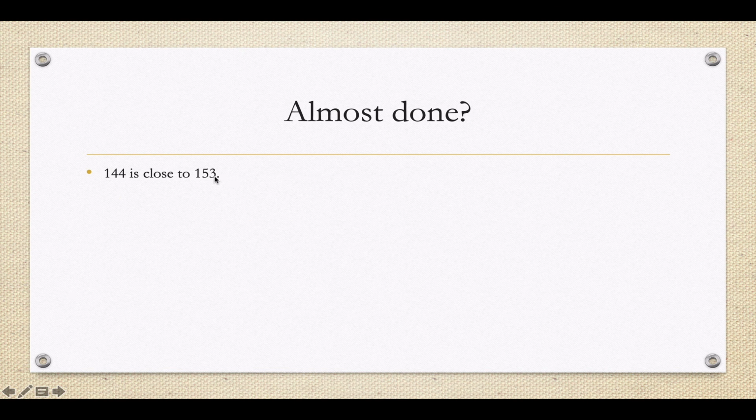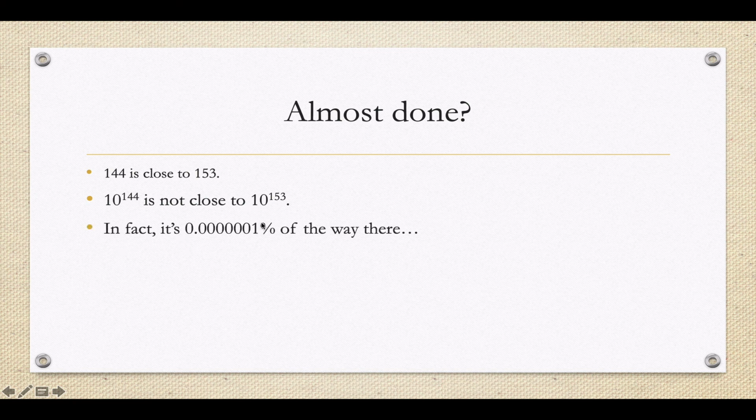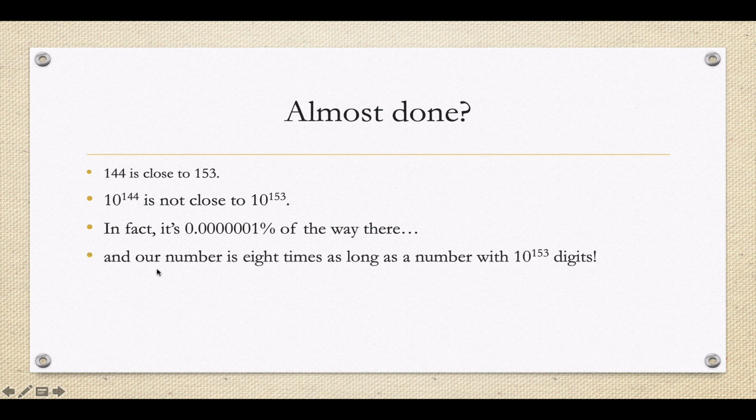144 is really close to 153, which maybe you remember was kind of our goal. But bad news, 10 to the 144th power is not close to 10 to the 153rd power. In fact, it's only this percentage of the way there. It's nowhere near there. Our number that we created with just a 4 and a 2 using this fifth operation of pentation is a number that is 8 times as long as a number with 10 to the 153rd digits. All that to say, this number is really, really big.